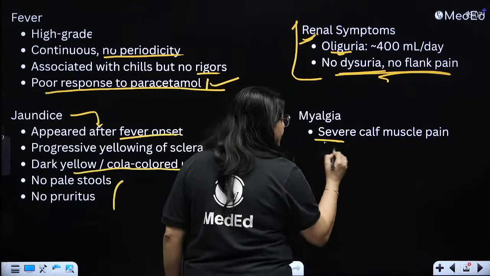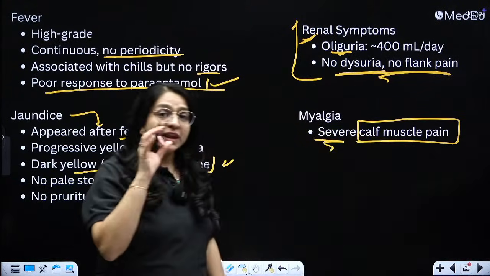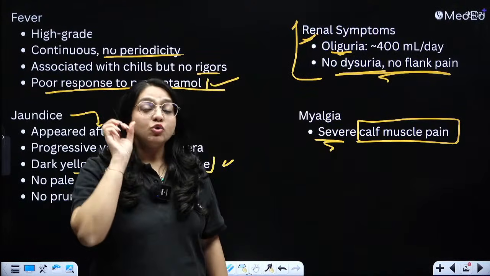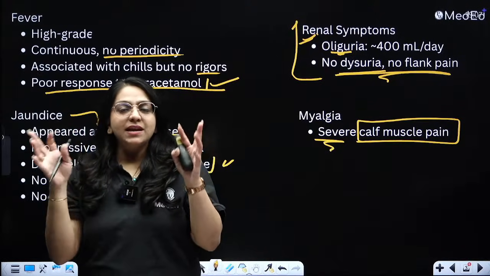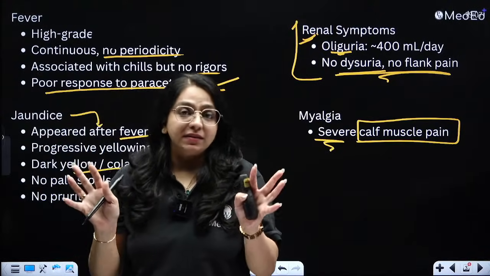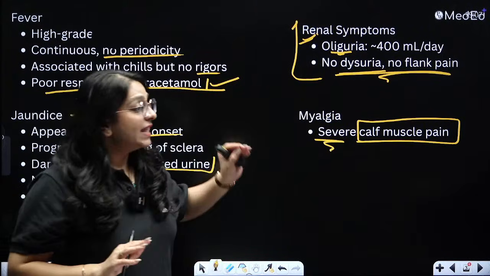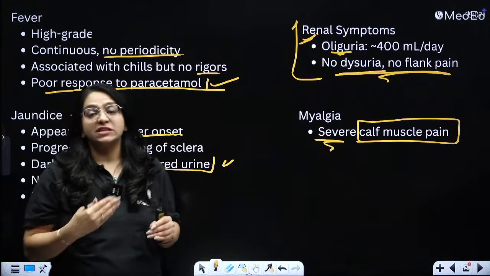Myalgia is there, which is severe calf muscle pain. Now the patient is telling you very characteristically that I have calf muscle pain, so much so that it is difficult for me to walk also. Now there are some buzzwords in the medical field, especially infectious diseases and microbiology, wherein words like these really give you an idea about what to suspect.